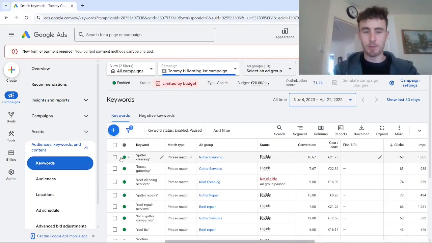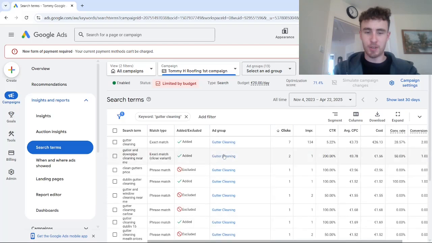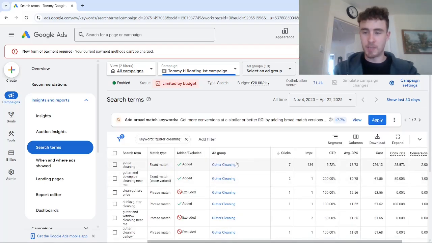And now, to show you an example of the searches under a phrase match keyword, we have gutter cleaning here, which is part of a roofing campaign in a gutter cleaning ad group, and a keyword that's had over 100 clicks and over 1,000 impressions. So we're just going to look at some of the search terms that we've appeared for under this specific keyword.